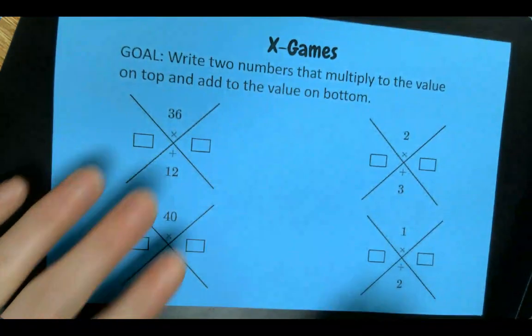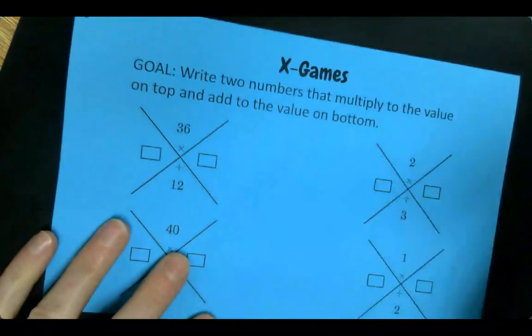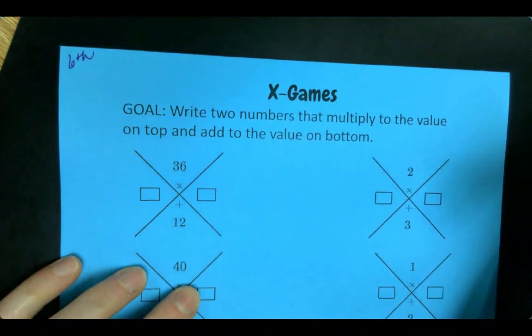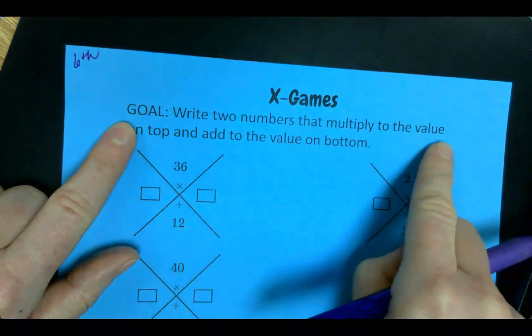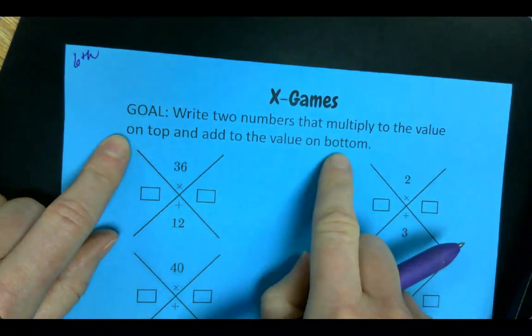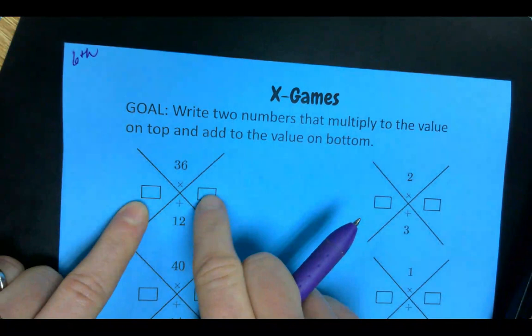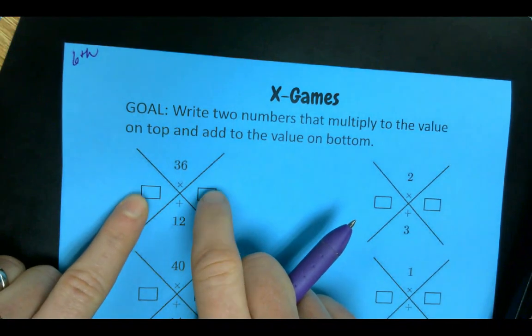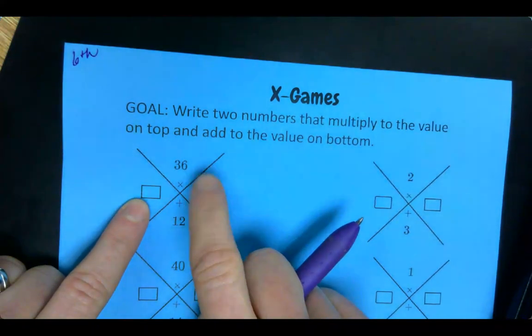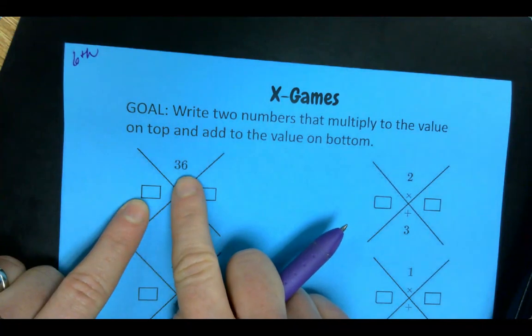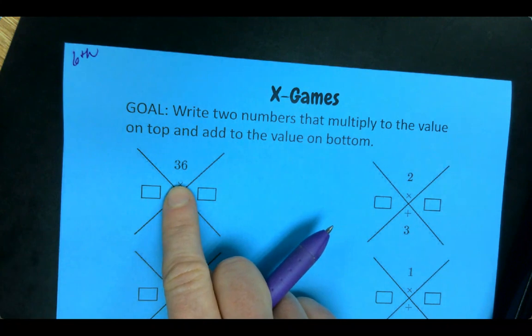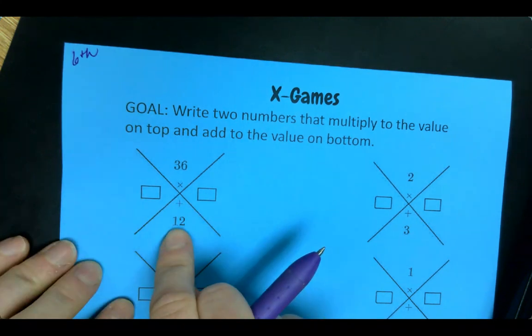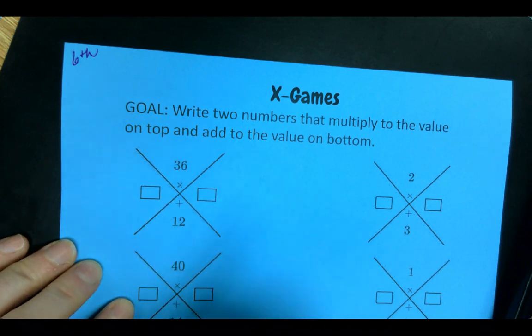Okay, we are going to play with numbers today with these X games, okay? So our goal is to write two numbers that multiply to get the value on top and add to get the value on bottom of the X. And we're going to put the two numbers in these two boxes, okay? So on top, this is the numbers that multiply to get 36, but add to get 12. So that's what we are doing.